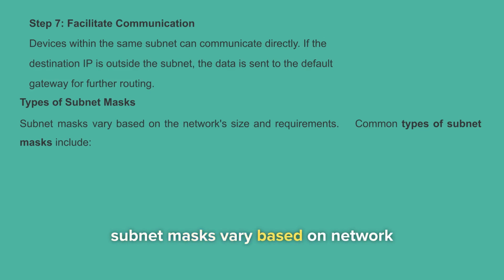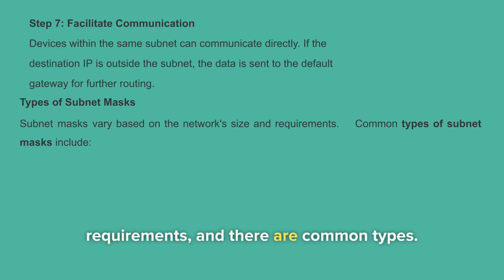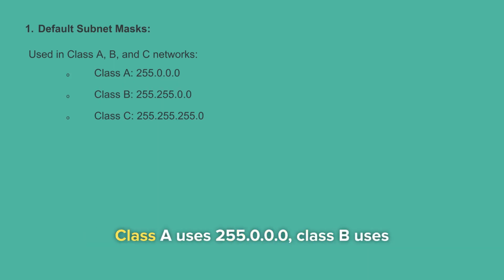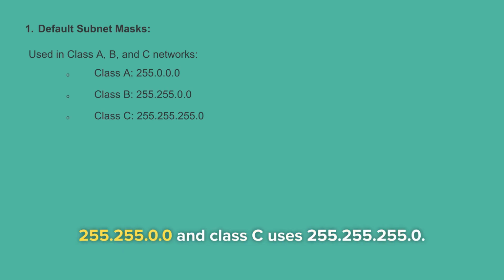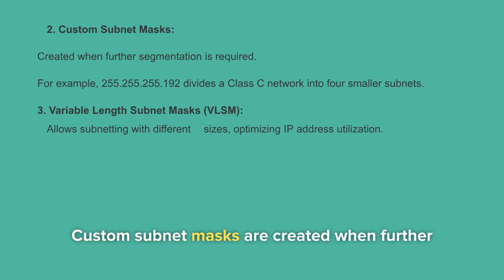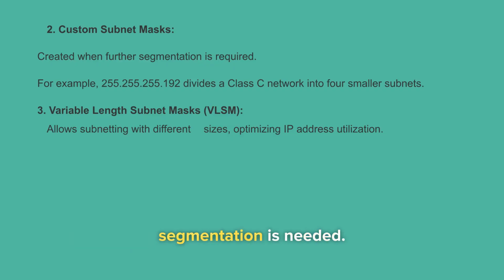Subnet masks vary based on network requirements, and there are common types. Default subnet masks are used in Class A, B, and C networks. Class A uses 255.0.0.0, Class B uses 255.255.0.0, and Class C uses 255.255.255.0. Custom subnet masks are created when further segmentation is needed.